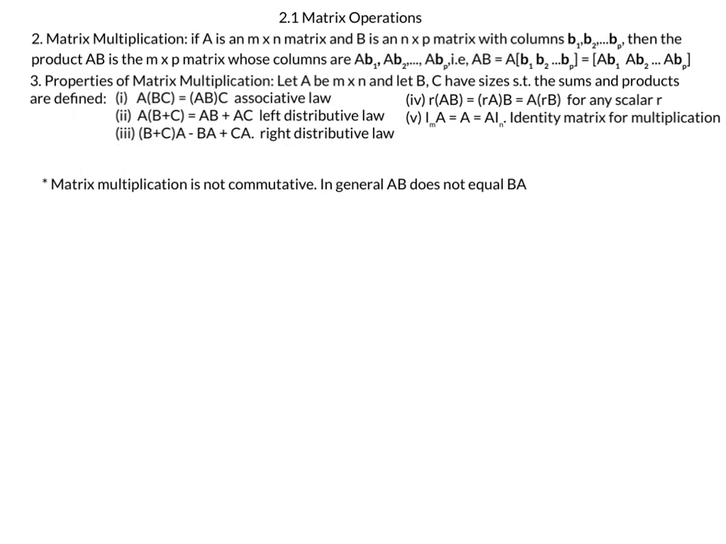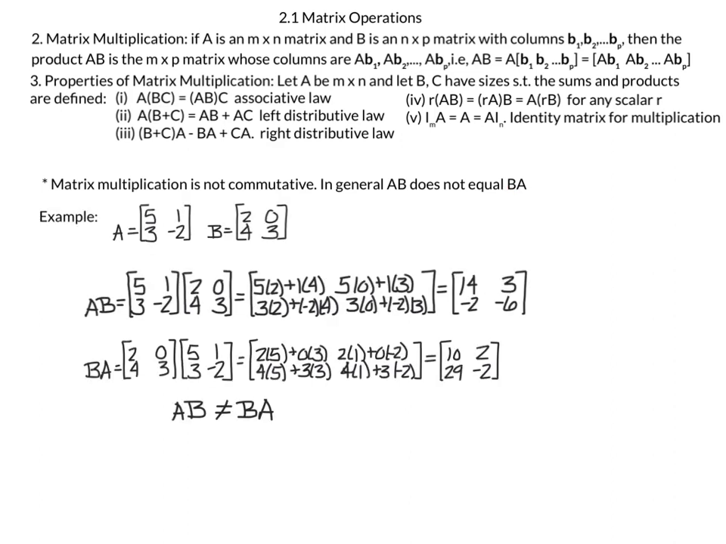And now we should just review the three properties that matrix multiplication does not have. First, matrix multiplication is not commutative. In general, AB does not equal BA. And we have this example where A is equal to [5, 3; 1, -2] and B is equal to [2, 4; 0, 3]. So A times B, you can multiply this out, and that will give you [14, -2; 3, -6], whereas B times A is going to give you [10, 29; 2, -2]. So this is our example where AB does not equal BA.